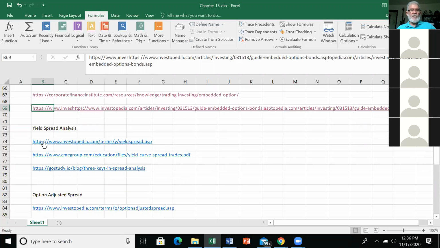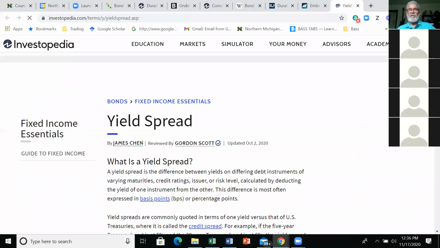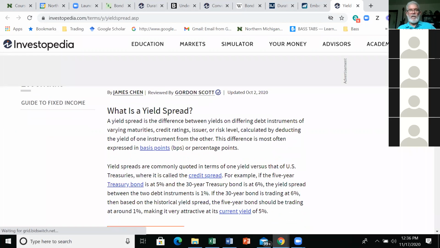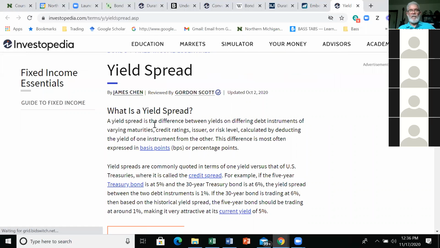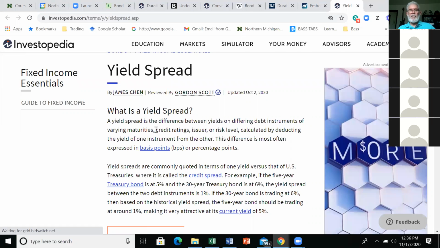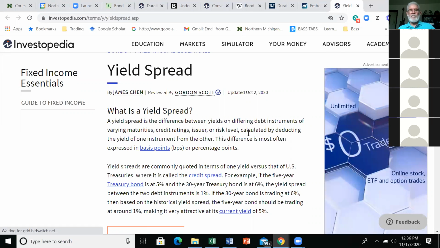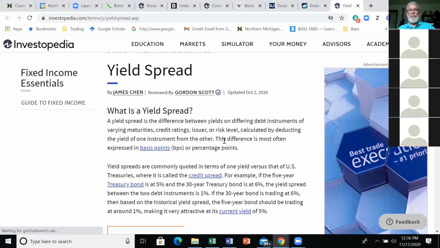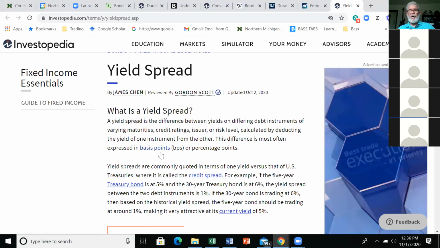And then we have a section on yield spread analysis, which you need to look at, and that sounds kind of hard to read until you start looking at the explanations on like Investopedia. It's the difference between the yields on different interests of varying maturities, credit ratings, risk levels, and so forth. And it's basically expressed in basis points.